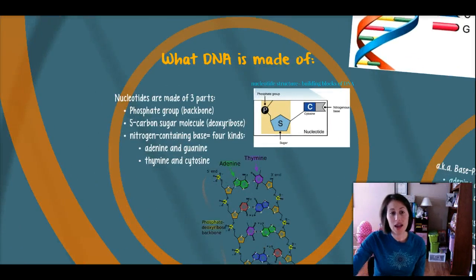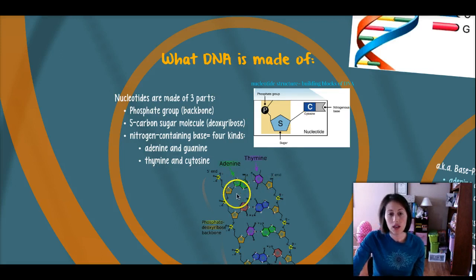So DNA is actually made up of nucleotides, okay? And nucleotides are made up of 3 parts. Here's a phosphate group right there. This is a pentose sugar, a 5-carbon sugar. In DNA, it's called deoxyribose, okay? And that's important. It has to be deoxyribose for it to be DNA. And then here is your nitrogenous base, okay? It's a nitrogen-containing base. And in DNA, there's 4 different kinds. It's either adenine, guanine, thymine, and cytosine, okay?